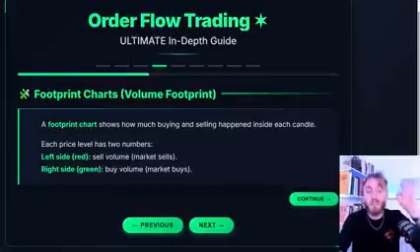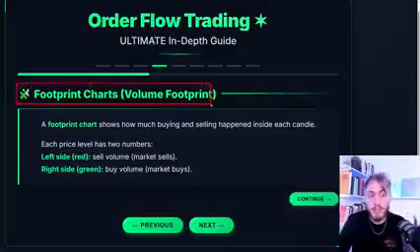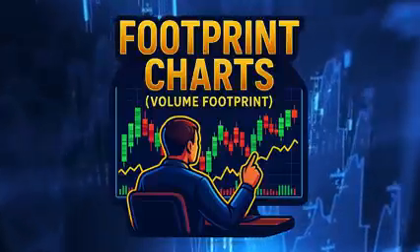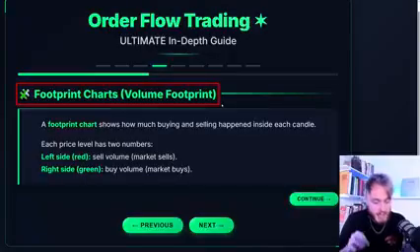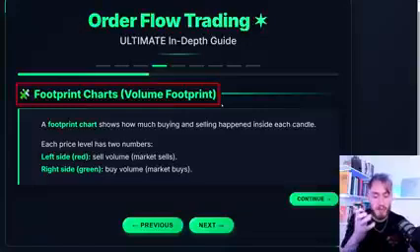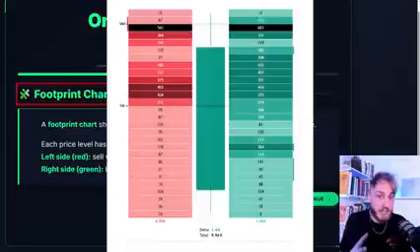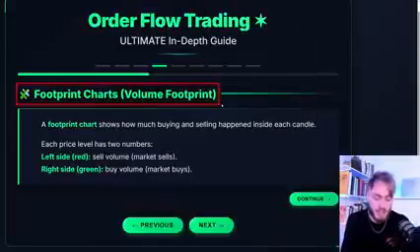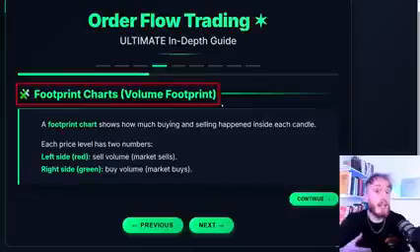All right, so now it's finally time to take a look at our first order flow trading tool. The first tool we're going to talk about is called Footprint Charts, or in other words, volume footprint. This is a super useful tool. You can use it to find out what actually happened inside a candlestick, and as a result make better trading decisions. But you can also use the volume footprint to find market structure, like support and resistance levels.